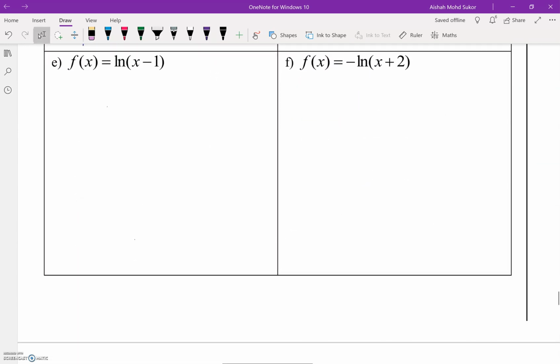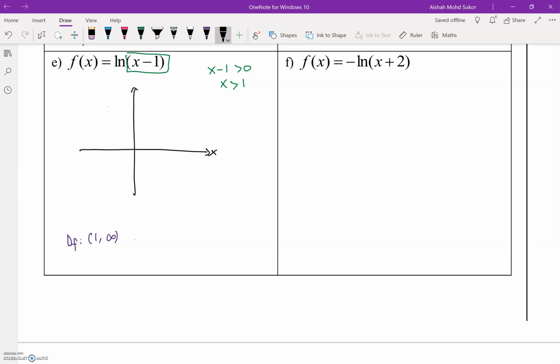Okay, next, e. ln(x minus 1). f(x) exists when x minus 1 is greater than 0. So x must be greater than 1. So from here we have our domain to be 1 to infinity. To sketch the graph, there will be a vertical asymptote at x equal to 1, and our graph will exist at x greater than 1. So this is our graph.